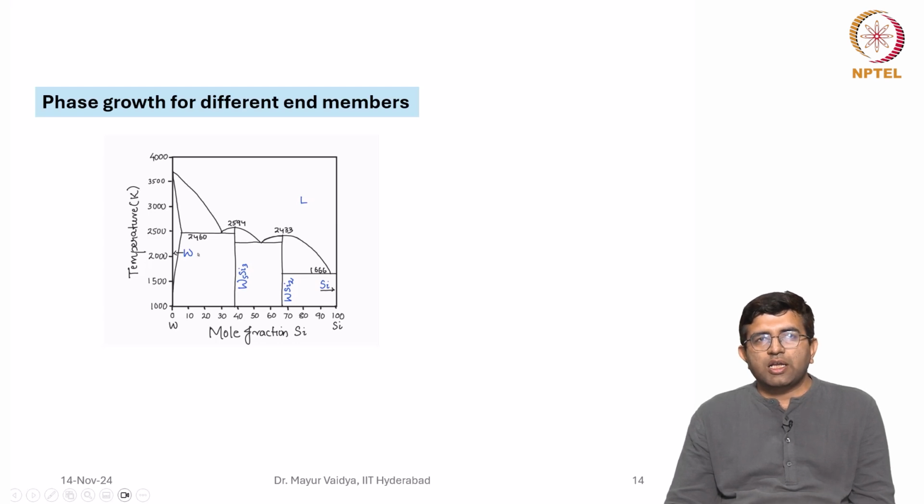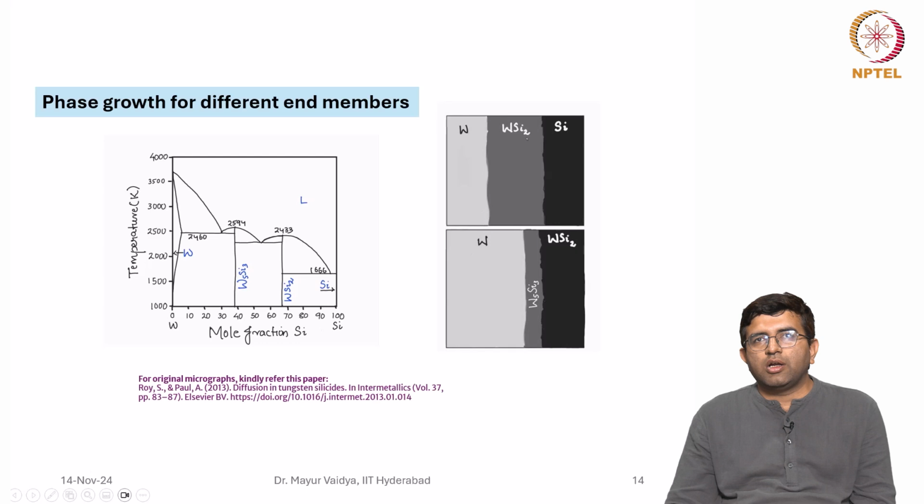This is another example of the tungsten silicon system. If you take a tungsten and silicon diffusion couple, then the phase that grows here is WSi2, and if you make a diffusion couple between W and WSi2, then the phase that grows in the interdiffusion zone is W5Si3. These are schematics adapted from this paper. For the original micrographs, you can refer to this particular paper.